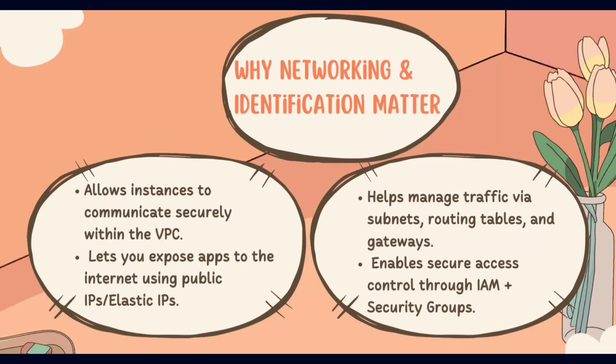This is important because instances need to communicate securely inside the VPC. Apps need to be exposed to the internet using the public IPs. Traffic is controlled by subnets, routing tables, and gateways. Security is managed with IAM and security groups. Without proper networking or identification, AWS resources can't function effectively.